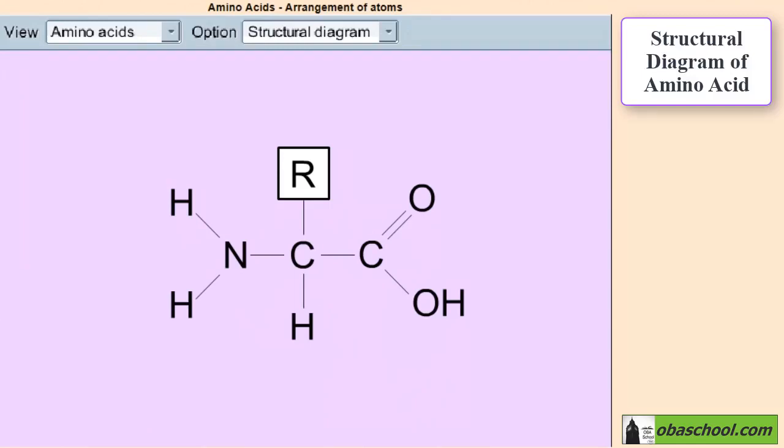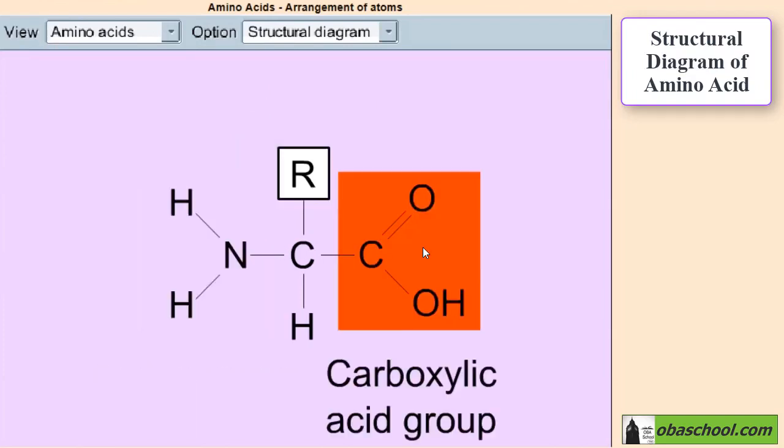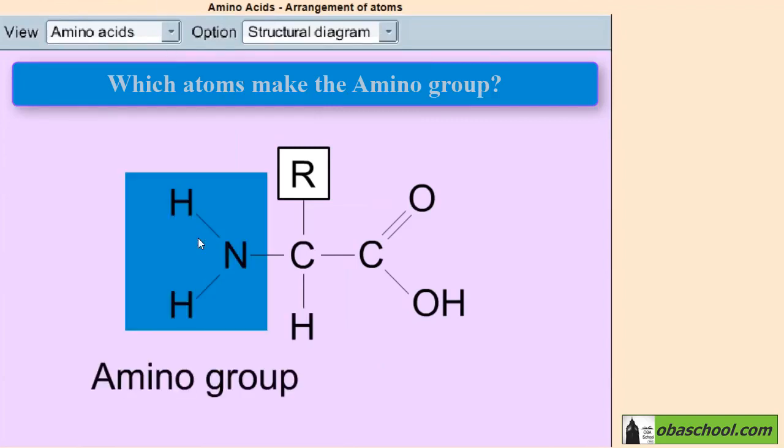As you can see, each amino acid has an R group, an amino group, and a carboxylic acid group. So which atoms make the amino group? As you can see, it is 1 nitrogen atom and 2 hydrogen atoms.